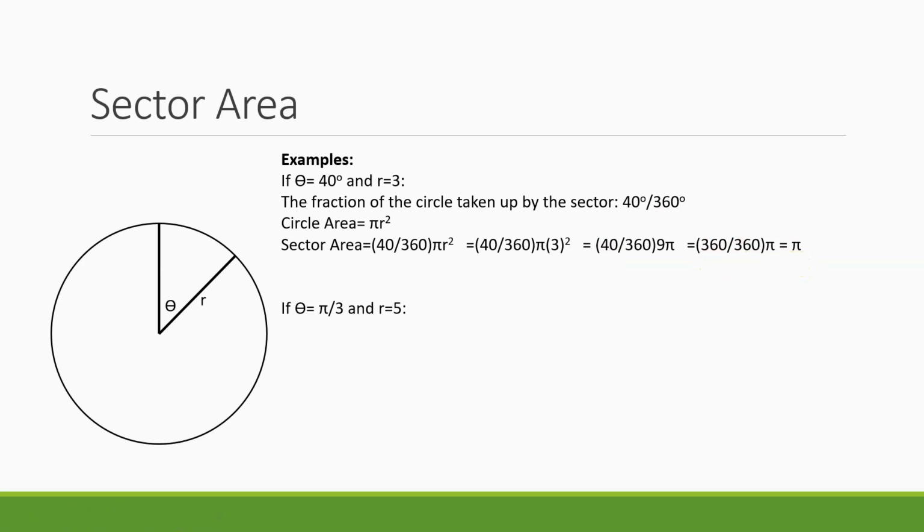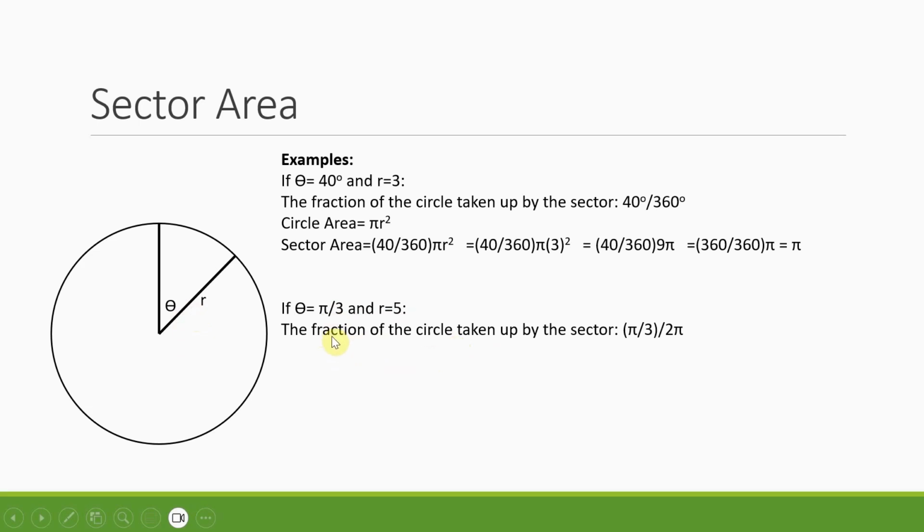So now, let's go ahead and look at a radians example. So if they told us that the angle of the sector is pi over 3, and this time their radius is 5, I know that I'm in radians because I see pi instead of degrees when I'm talking about an angle. So again, I need to figure out the fraction of the circle taken up by the sector.